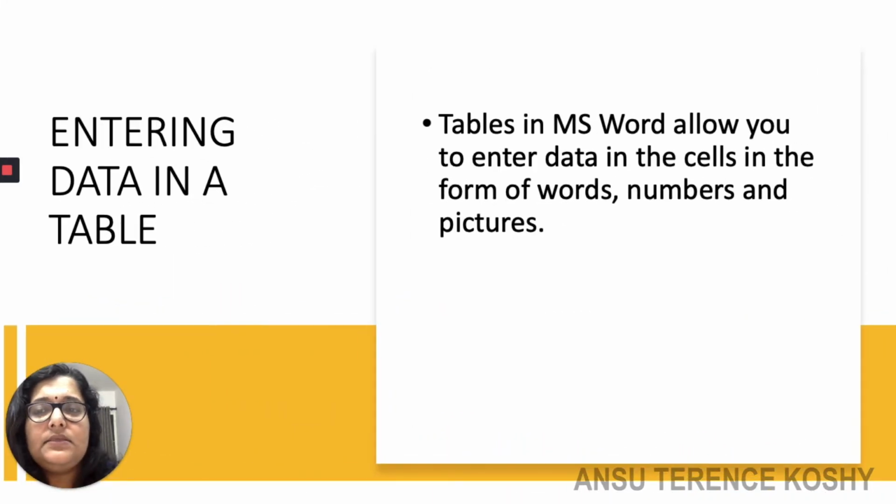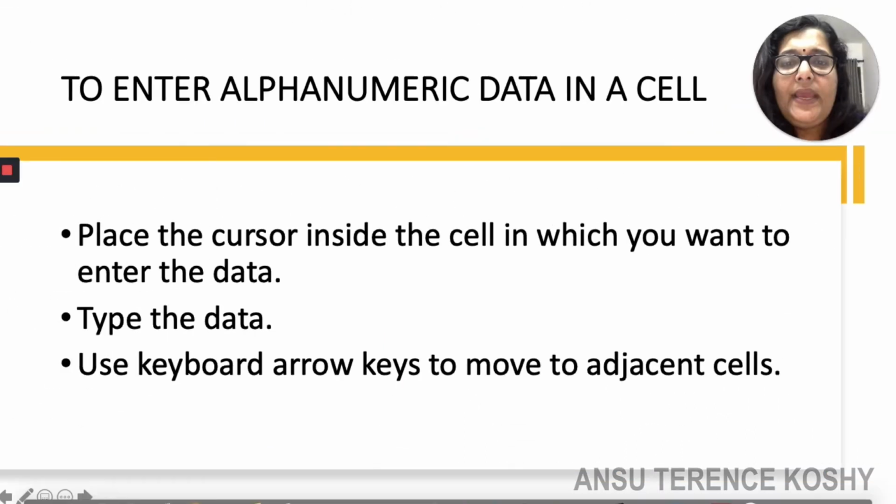The first thing is entering data in a table. Tables in MS Word allow you to enter data in the cells in the form of words, numbers and pictures. That is, any table in MS Word allows you to enter words, numbers, as well as pictures. To enter alphanumeric data in a cell: what do you mean by alphanumeric? Alphanumeric means it can be either a number or a letter. Okay? It can be either an alphabet or a number.